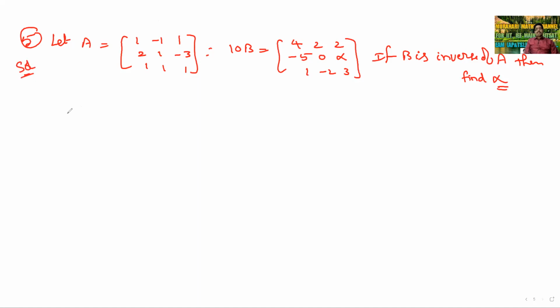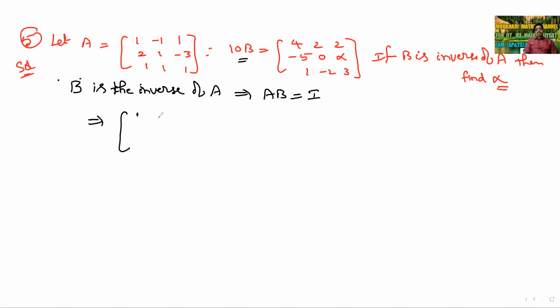Okay, so what is given? The matrices A and 10B are given, where B is the inverse of A. Therefore, AB is equal to I. So what is A given? A is 1, minus 1, 1, 2, 1, minus 3, 1, 1, 1, and 10B is equal to the given matrix.